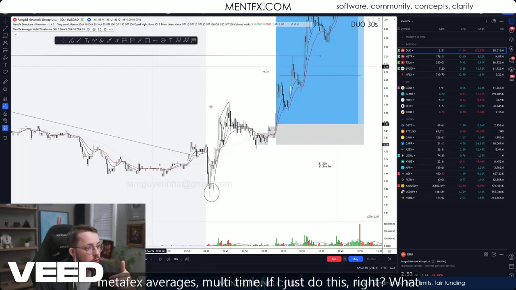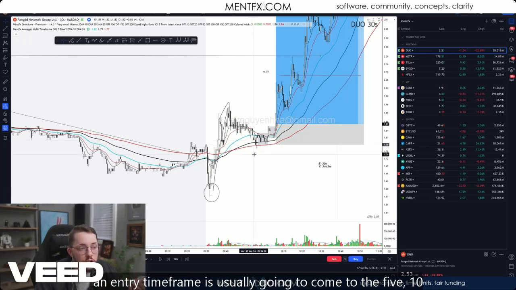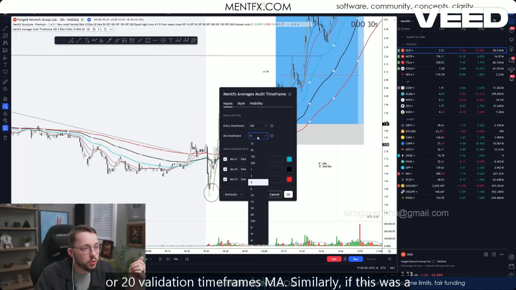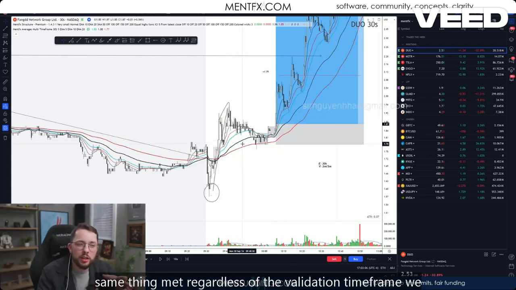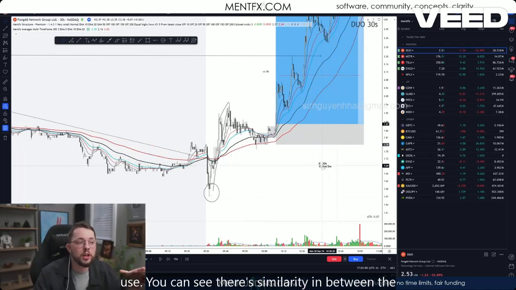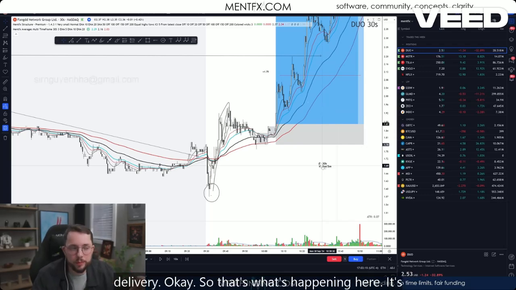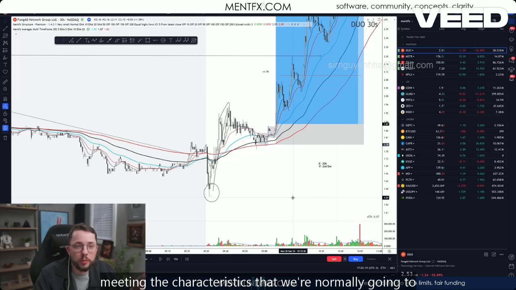If I just do this, right, what we also know characteristically is that the flush of an entry time frame is usually going to come to the 5, 10, or 20 validation time frame's MA. Similarly, if we made that a 3 minute, you can see the same thing met. Regardless of the validation time frame we use, you can see there's similarity in the characteristics of what price is going to do within a cycle delivery. Okay, so that's what's happening here. It's meeting the characteristics that we're normally going to look for.